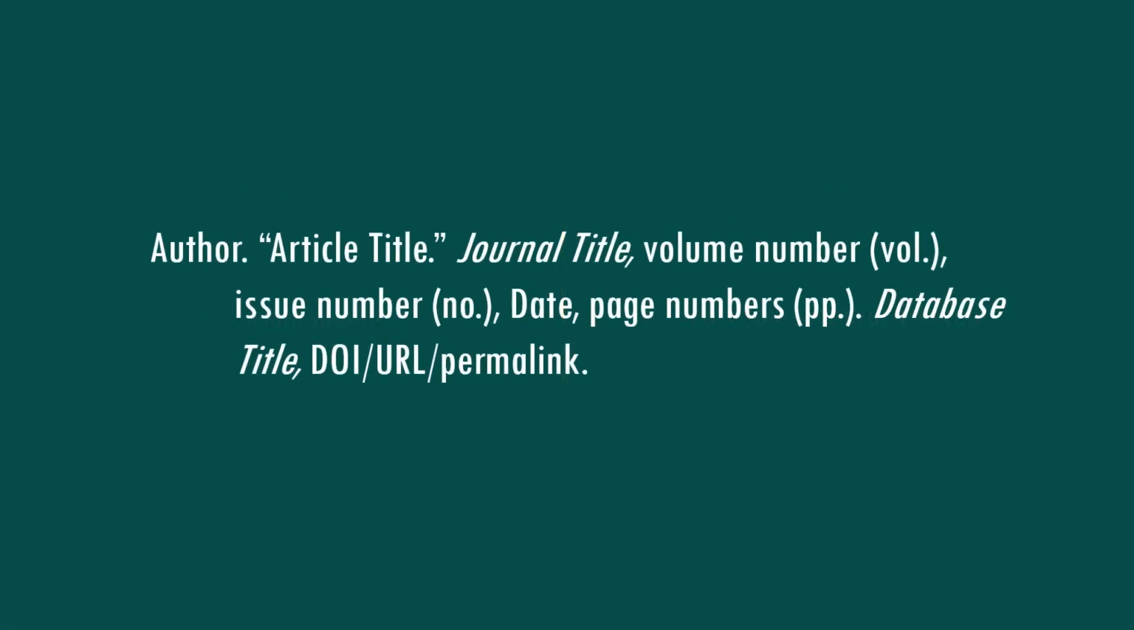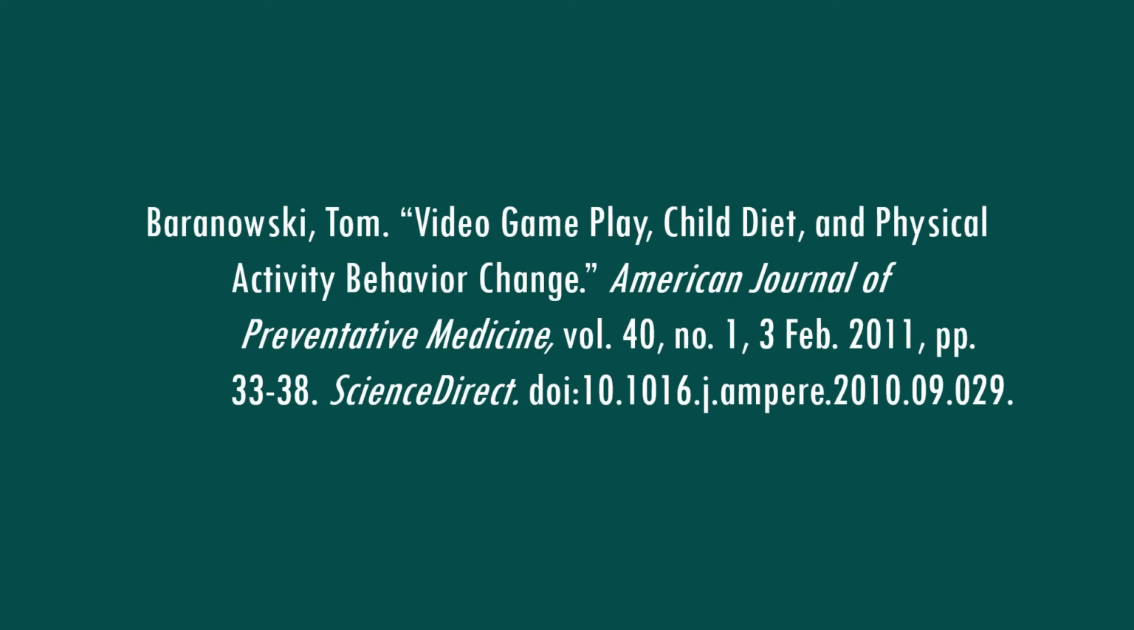With these elements, you are able to build a complete MLA citation. The elements are author, article title, journal title, volume number and issue number, publication date, page number, and, if necessary, database title with DOI, URL, or permalink. Here is our completed citation. MLA Style also requires your reference list to have hanging indents. We have a separate video that quickly explains how to format hanging indents in Word.